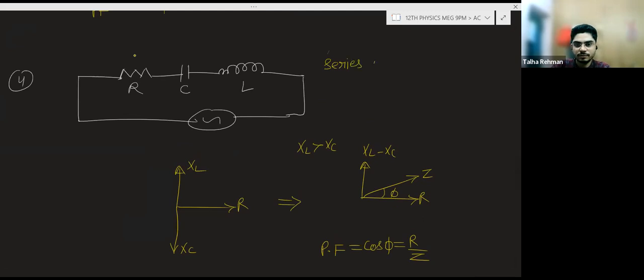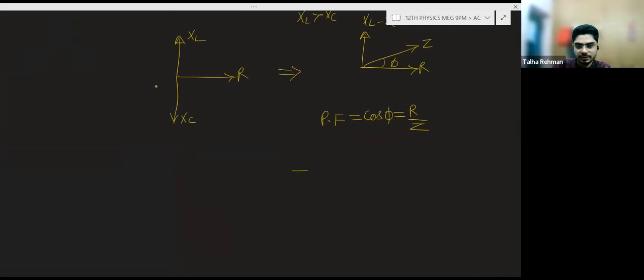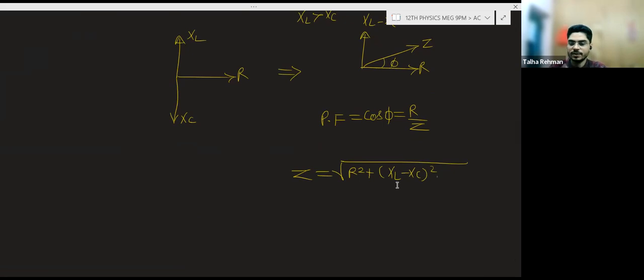Series LCR circuit. And what is the formula for calculating Z? Z is given by under root of R square plus XL minus XC square, or you can write XC minus XL square also, because this is the whole square. If you write XL minus XC square, or XC minus XL square, the result will be the same.